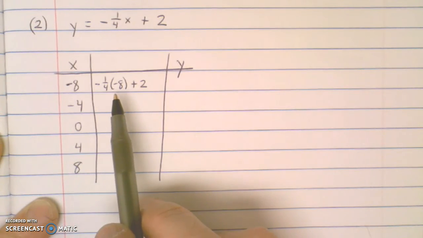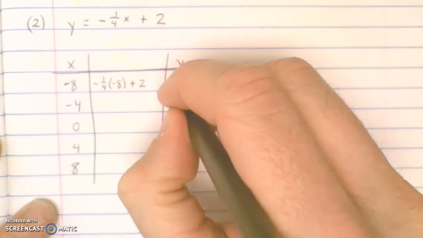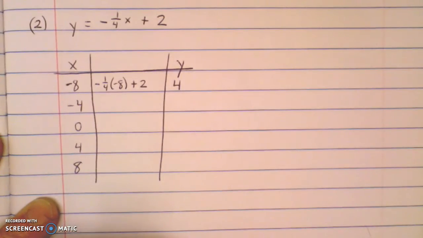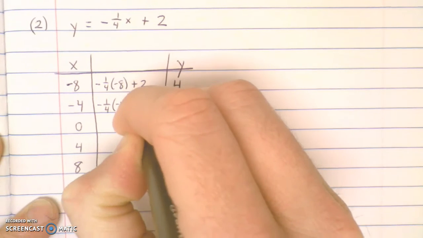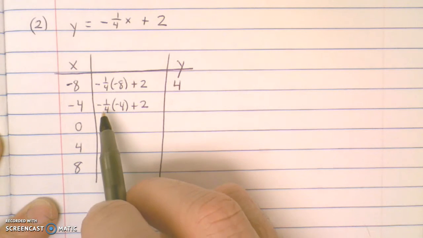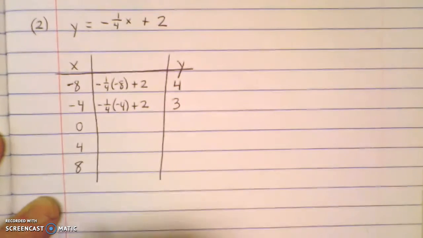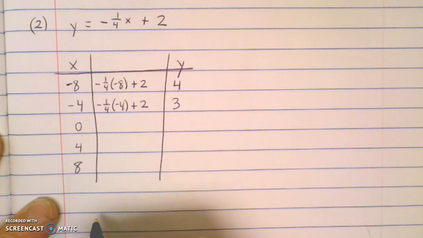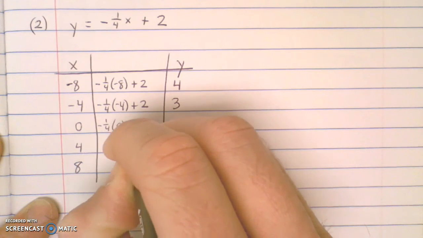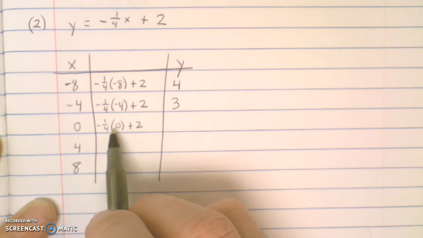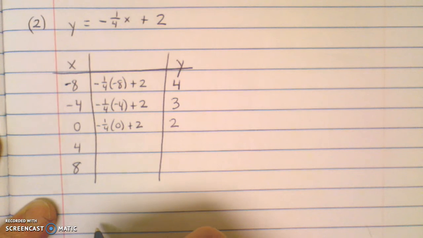So negative 1/4 times negative 8, that's positive 2. 2 plus 2 is 4. Negative 1/4 times negative 4 plus 2. Negative 1/4 times negative 4, that's positive 1. And 1 plus 2 is 3. Negative 1/4 times 0 plus 2. Well, anything times 0 is 0. So this becomes 0 plus 2, which is 2.